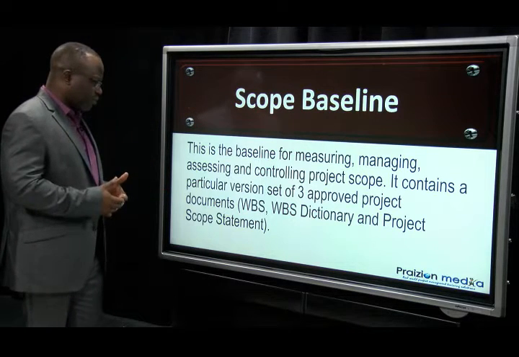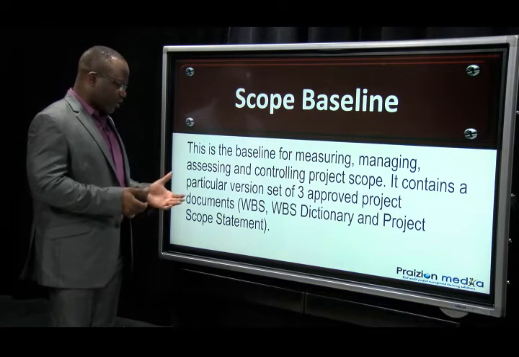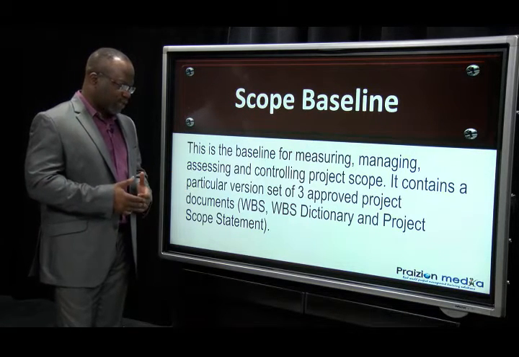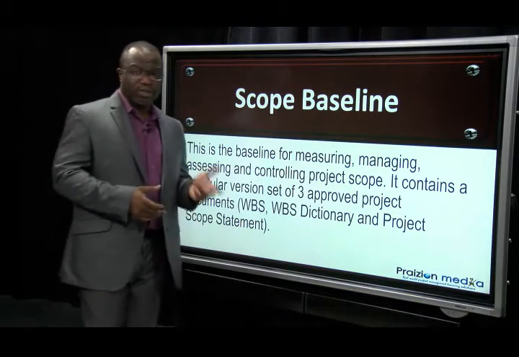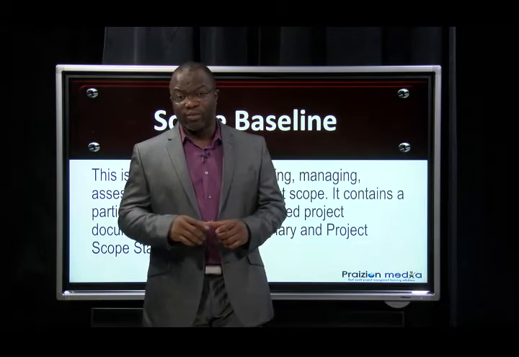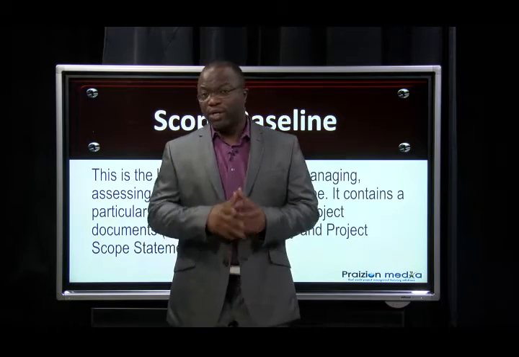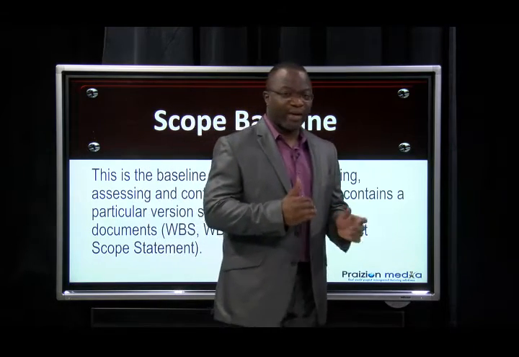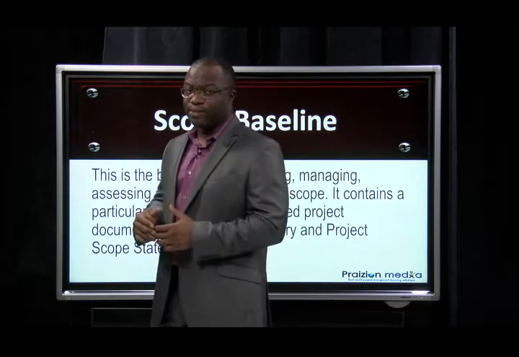It contains a particular version set of 3 approved project documents: the WBS, the WBS dictionary, and the project scope statement. Now bear in mind, your scope baseline is an output of the create WBS process. You will not see this coming from any other process but create WBS.